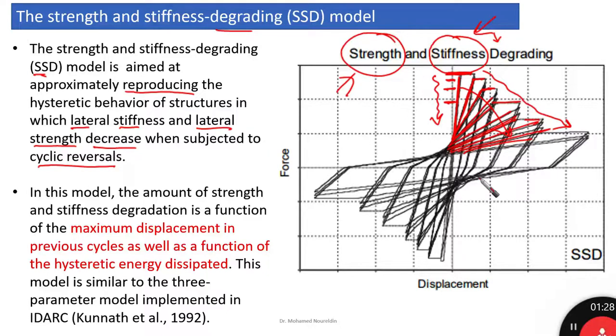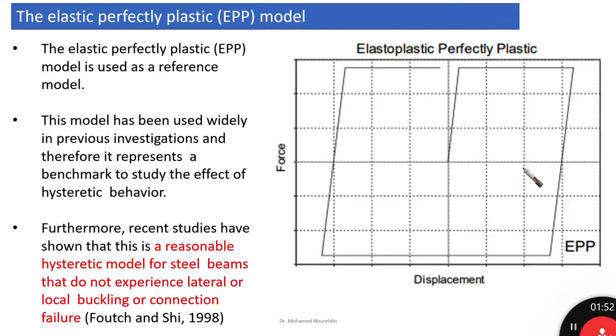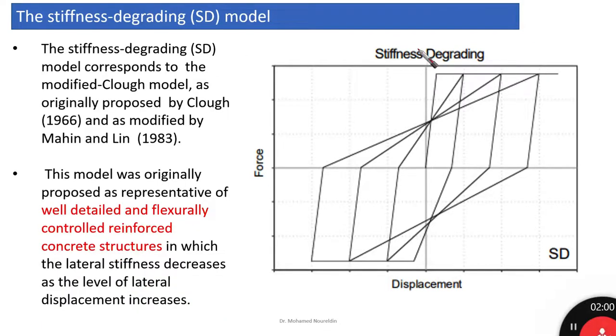And this is commonly the case where we have poorly detailed reinforced concrete. This is a very good hysteretic model for poorly detailed reinforced concrete. And you are going to find that the energy dissipated is much less than the elasto-perfectly plastic model. If we compare it, for example, with the elastoplastic model, or even with the stiffness degrading model.